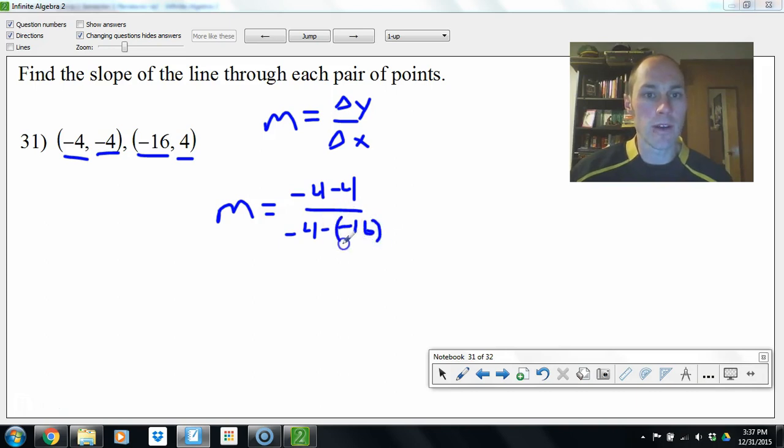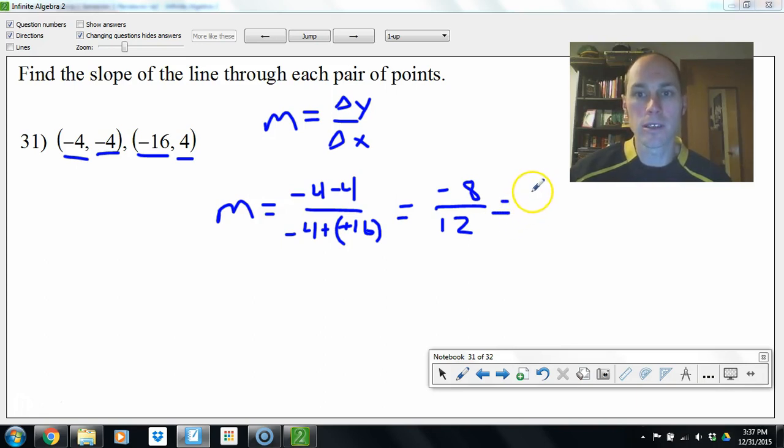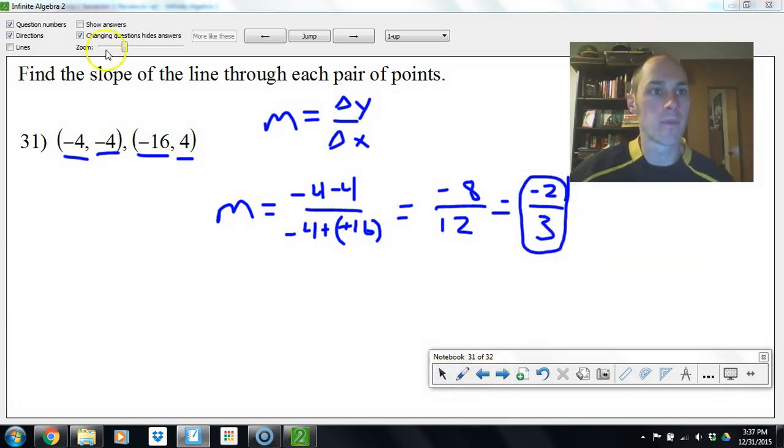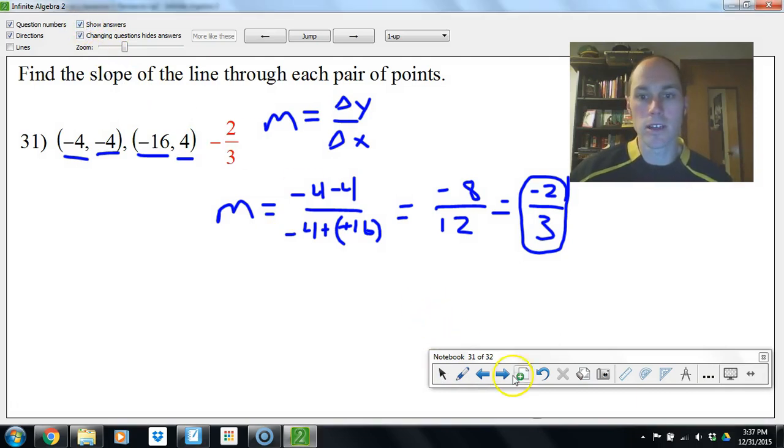Okay, so if I find the difference of the y's, that gives me a negative 8. And negative 4 minus a negative 16 is really adding. So negative 4 plus a positive 16 is positive 12. And then I can reduce. 8 and 12 are both divisible by 4. So negative 2 over 3 would be my slope in simplest form. Check my answer, and I'm correct.